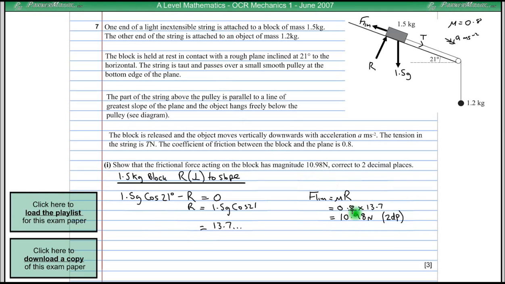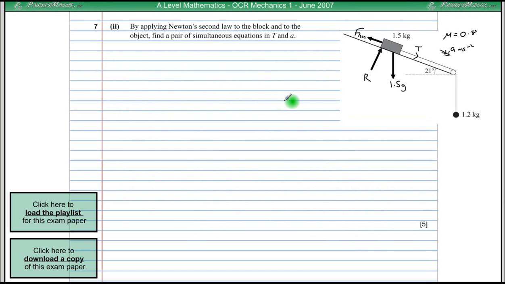So we can be fairly confident in our answer because it was a show-that question and we got what it wanted us to. In question 7 part 2 it says, by applying Newton's second law to the block and to the object, find a pair of simultaneous equations in T and A. Well, we've already got all of our forces that are involved with this block here, so we'll leave that for a minute and we'll have a think about what's happening with this mass here.